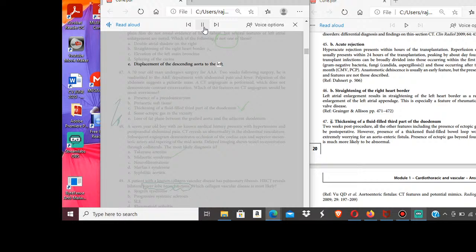47. A 70-year-old man undergoes surgery for AAA. 2 weeks following surgery, he is readmitted to the A&E department with abdominal pain and fever. Palpation of the abdomen suggests a pulsatile mass. A CT angiogram is performed, which does not demonstrate contrast extravasation. Which of the features on CT angiogram would be most worrisome?